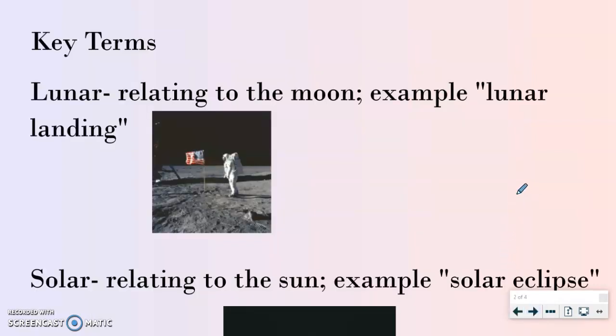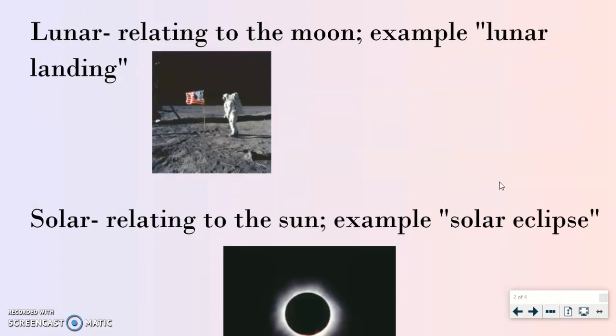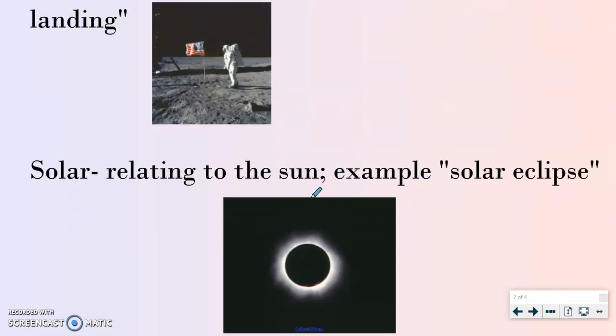So real quick, before we get into lunar and solar calendars, just need to define a couple words. What does lunar and solar mean? Well, lunar just means that it's something relating to the moon. So for example, if you hear anyone talk about the lunar landing, they're talking about when humans first landed on the moon. And then solar is referring to the sun.